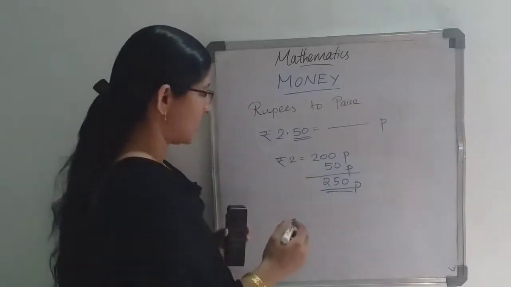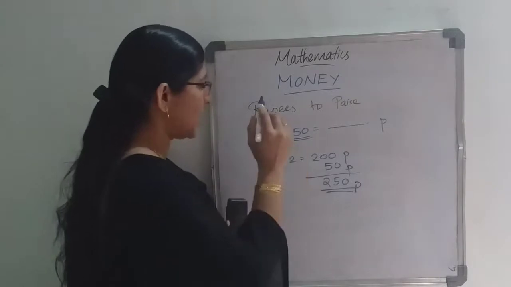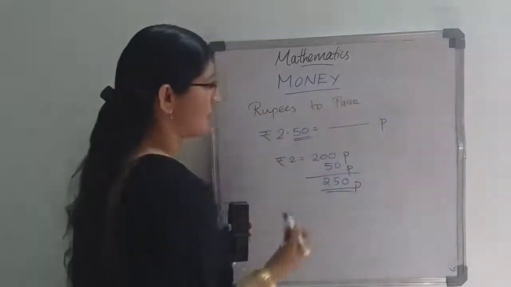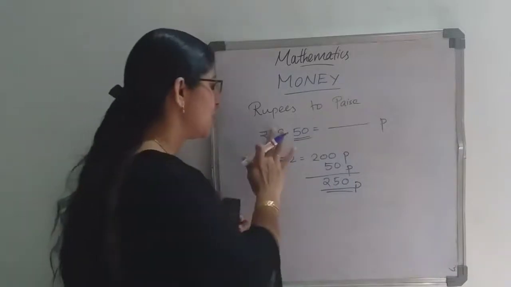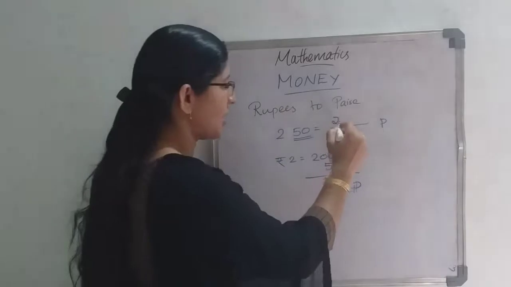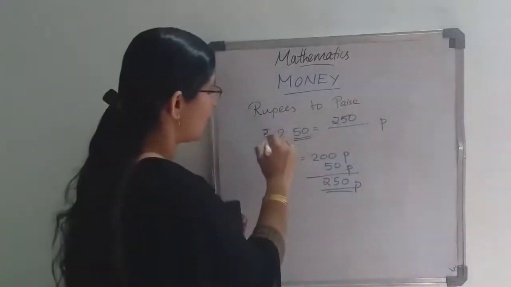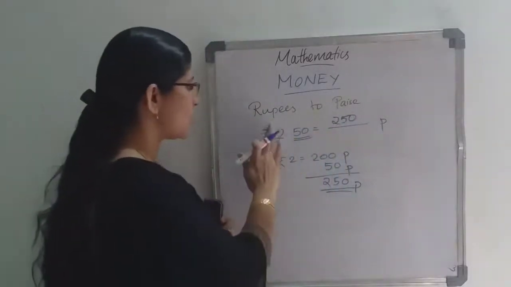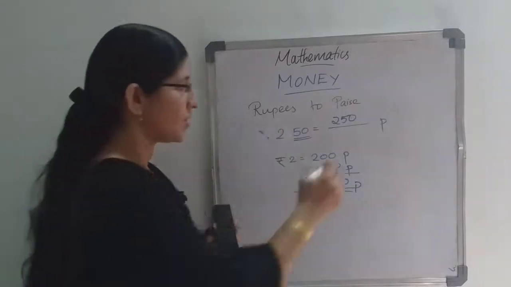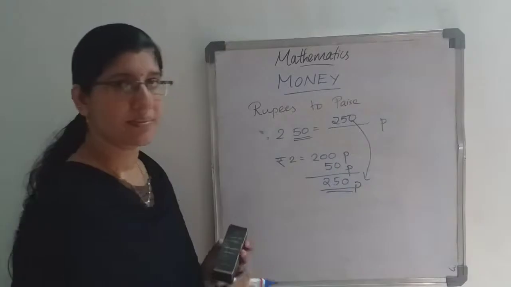The method is that whenever you are getting any rupees and paise together to convert into paise, you need to remove the symbol and dot and write the number together. Then you get the answer. Same answer you got. Clear?